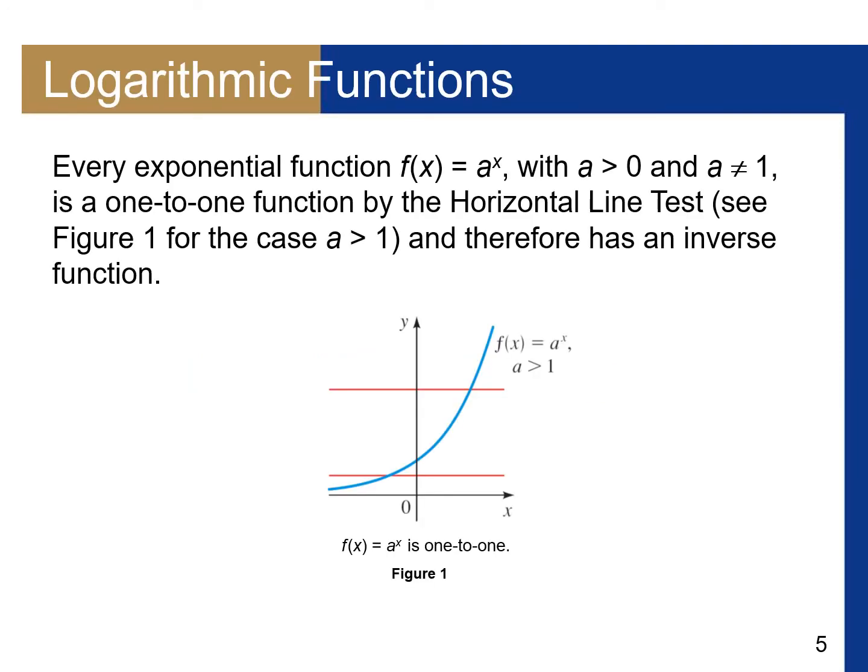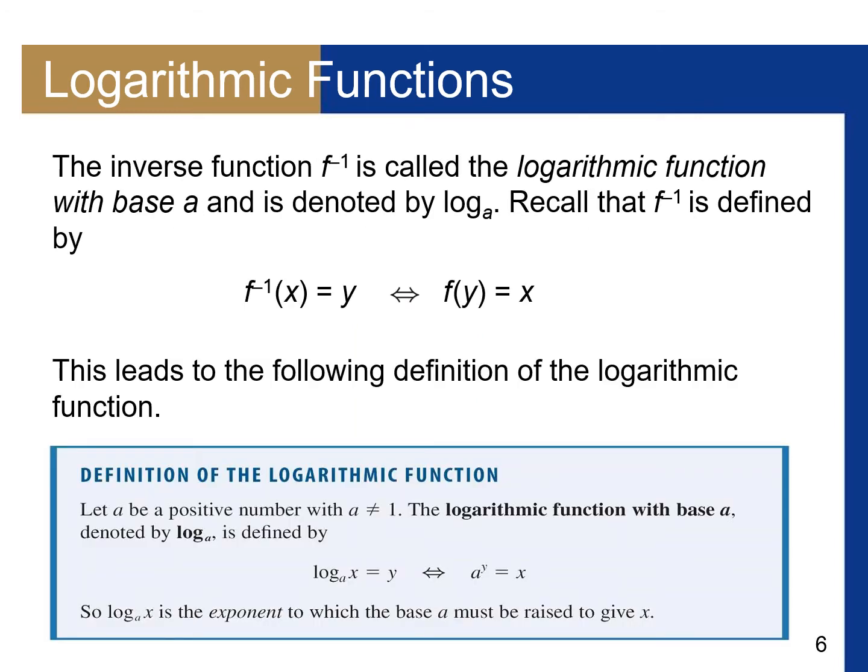So here, every exponential function f of x equals a to the x, with a greater than 0, and of course not equal to 1, is a one-to-one function by the horizontal line test. Now, of course, you have to do the vertical line test first to make sure it is a function before you can do the horizontal line test. They're assuming that you did that in that statement. The inverse function is called the logarithmic function with the base a and is denoted by log base a.